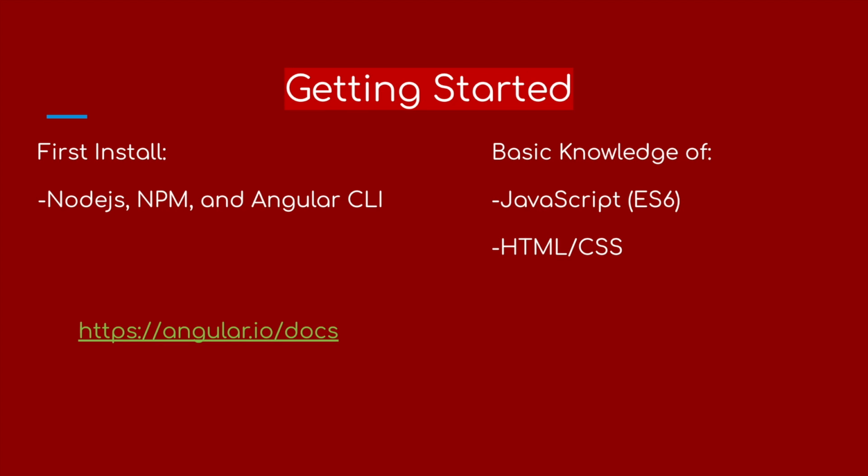So how do we get started with Angular? First, we have to install several dependencies like Node.js, npm, Node Package Manager, and Angular CLI. As for knowledge, we need at least the basics of JavaScript, ES6, and basic HTML and CSS. Today we're going to look at how we can install it on our system.